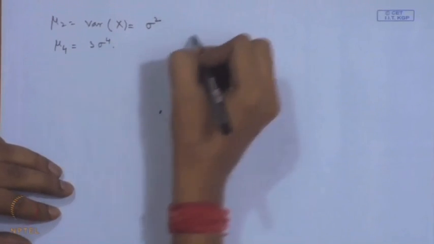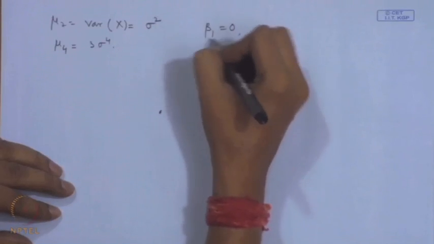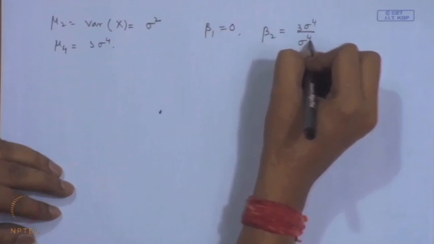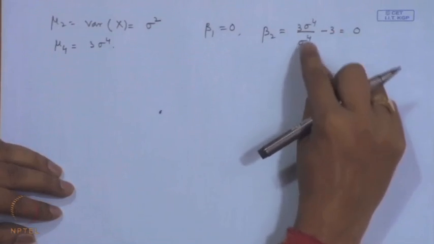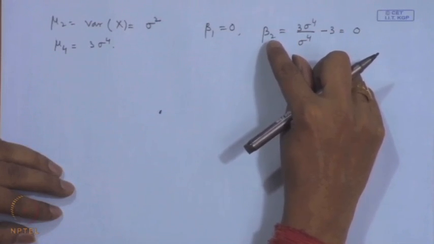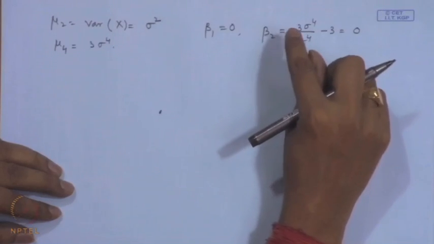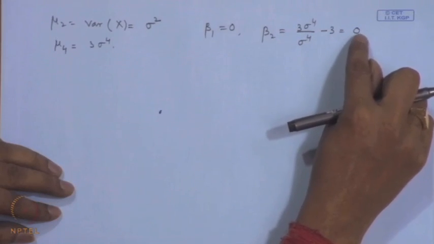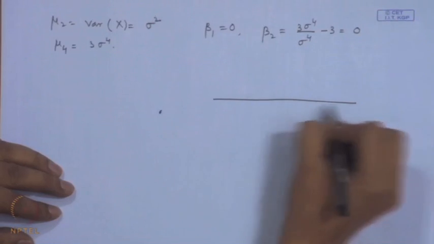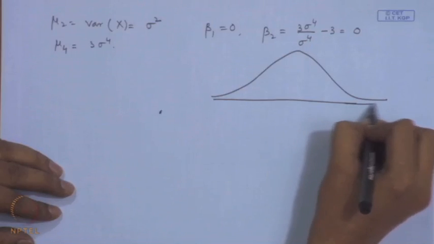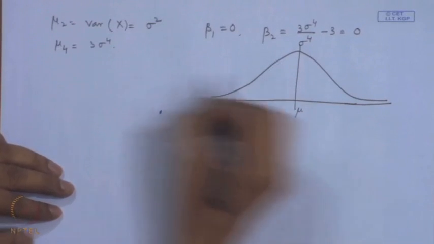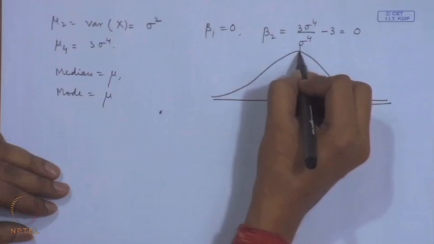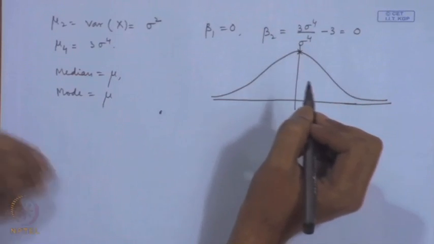Now, let us look at the measures of skewness and kurtosis. Certainly, since odd ordered moments are 0, mu 3 is 0. So, beta 1 is 0 and beta 2 is also equal to 0, because it is 3 sigma to the power 4 divided by sigma to the power 4, minus 3. When we defined the measure of kurtosis or peakedness, we defined it as mu 4 by mu 2 square minus 3. So, for the normal distribution, the peak is called the normal peak. If you plot the distribution, it is a symmetric curve around mu. The median is also mu, the mode is also mu, because the highest value is attained at this point and it is perfectly symmetric around this point.